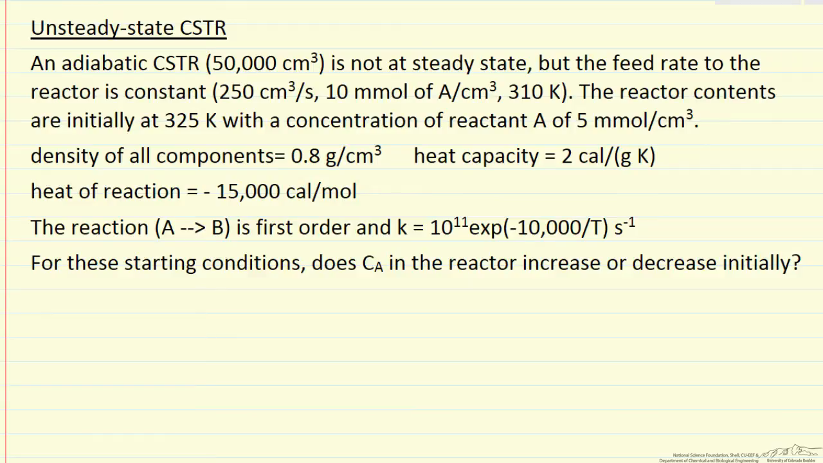We have an adiabatic CSTR that's not at steady state. So the volume is constant, the feed rate is constant, we're given the conditions, and we're given the initial conditions of the reactor. So it's at 325 Kelvin and a concentration of A of 5 millimoles per cubic centimeter. Given other properties such as heat of reactions, first order reaction.